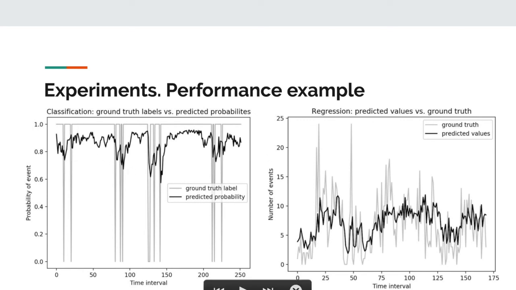And here we can see an example of performance of both models. Here is the classification model, and here we can see the predicted probability of the event. Since the prior distribution of the target is not balanced, we might want to use a threshold like 0.8 or 0.85 in this classification task. And we can see here the regression task results. This is quite an accurate forecast.